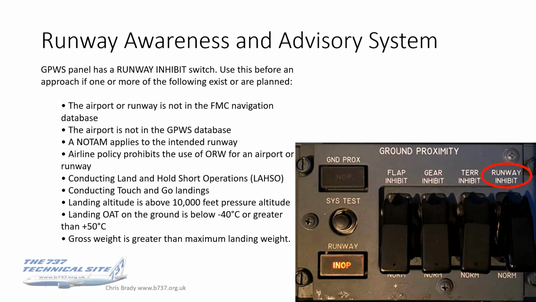So the occasions in which you would inhibit the RAS system are if the airport or runway is not in the FMC nav database, and that is usually when an airport's just built a new runway and it's not in the update yet.